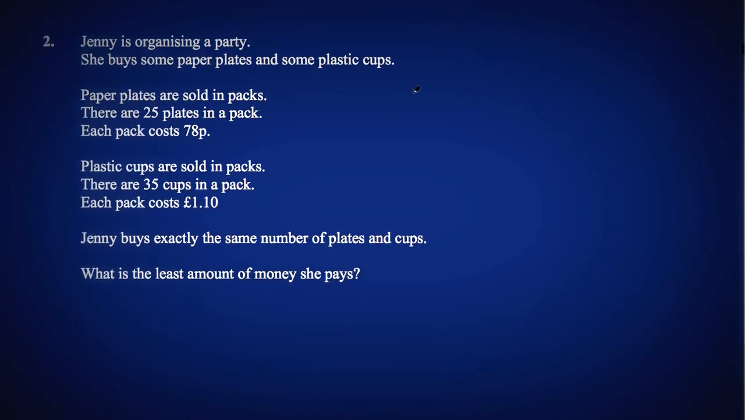Question 2. Jenny's organising a party. She buys some paper plates and some plastic cups, and I'm immediately thinking that this is going to be a lowest common multiple question. Paper plates are sold in packs, 25 plates in a pack, each pack costs 78p. Plastic cups are sold in packs, 35 cups in a pack, each pack costs £1.10. Jenny buys exactly the same number of plates and cups, so it is a common multiple question. And what is the least amount of money she pays? It is a lowest common multiple question, but I'm going to have to go back afterwards and calculate the cost.